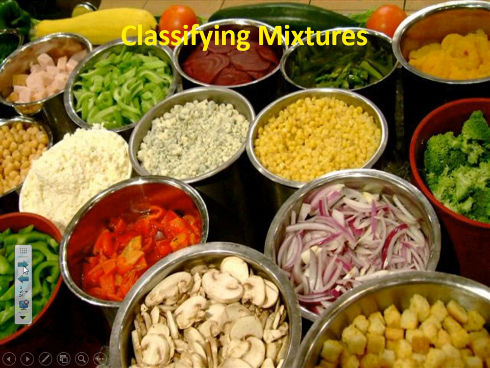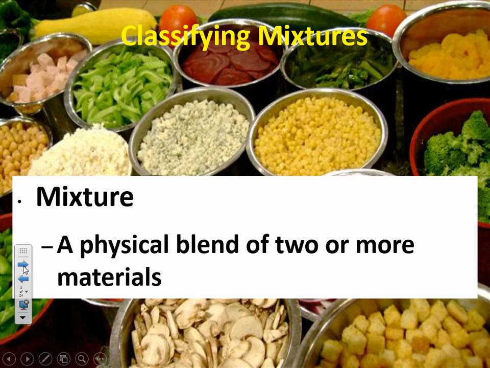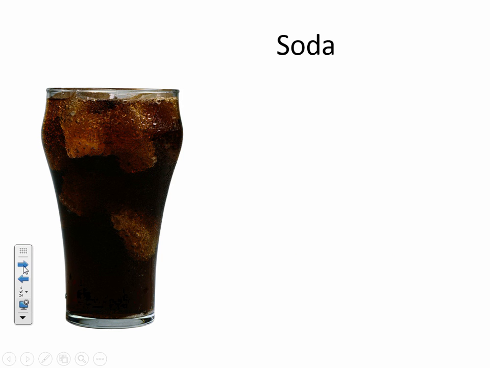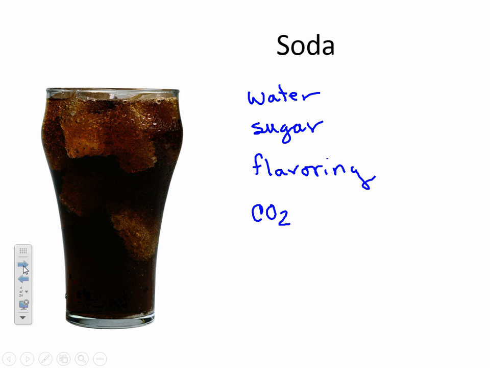Classifying mixtures. A mixture is defined as a physical blend of two or more materials. Pictured as a salad bar, you can put whatever you want in your salad to make a mixture. Soda is a mixture. It has water in it, sugar dissolved in that water, and your flavoring. And to give it the bubbles, you have carbon dioxide gas dissolved in your solution. You don't have a slide for this, but you should add this on your note page: soda is a mixture.